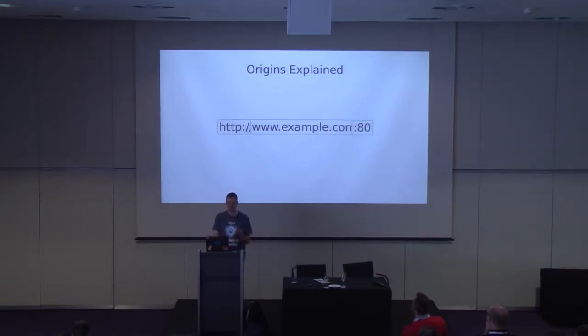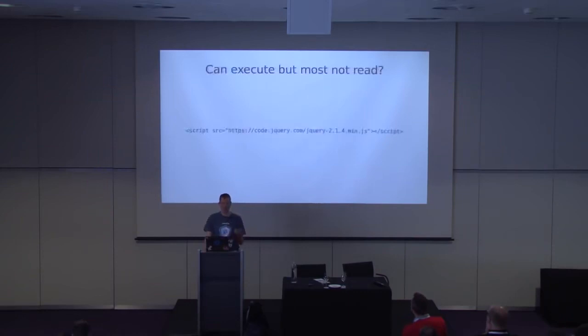Another oddity of the web that we must know for this presentation is that you can execute JavaScript from whatever domain, from whatever web page, in your web page, but the same origin policy, as I said before, doesn't allow you to read it necessarily. Because the domain code.jquery.com is not your domain, you can't actually fetch it using JavaScript APIs and read it, but you can execute it.